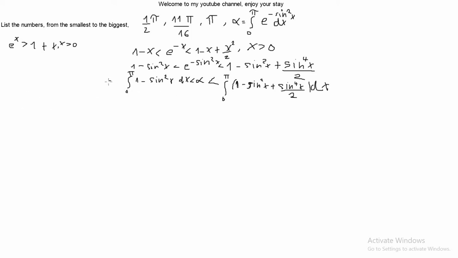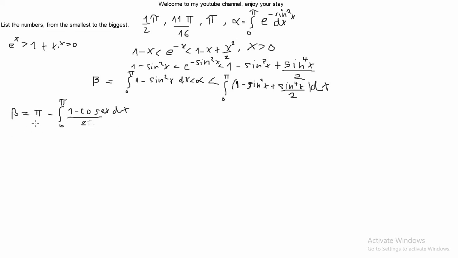I will call this integral beta. This is the integral of 1 minus sine squared of x, which is a constant 1 minus sine squared. This is π minus, and we will use the double angle formula, the integral of (1 minus cosine of 2x) divided by 2 dx from 0 to π.